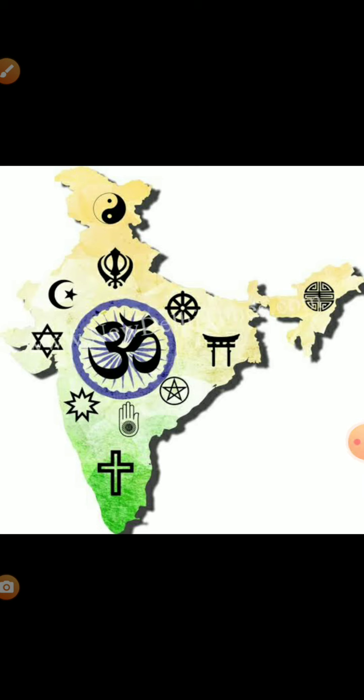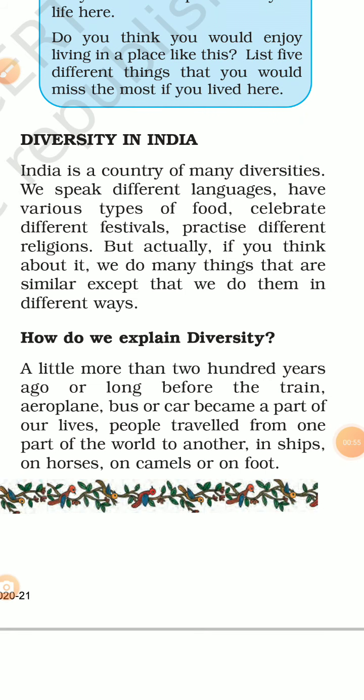But actually if you think about it, we may do many things that are similar, except that we do them in different ways. Which means that things which we do in different parts of India might look different, might appear to be different from each other, but they actually are the same. A very simple example of this can be the way in which a festival like Diwali is celebrated. The way it is celebrated in North India differs from the way it is celebrated in West India or in the southern part of India.